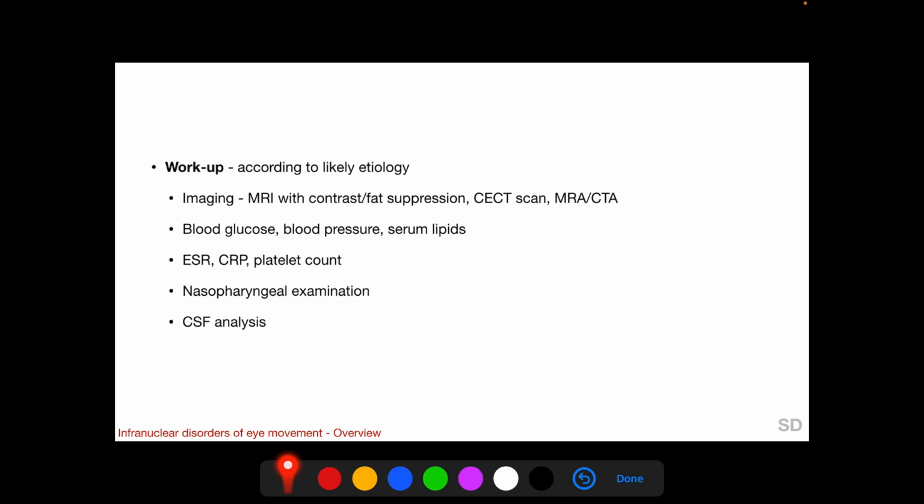Evaluation of ESR, CRP, and platelet count is indicated if we suspect giant cell arteritis, and if a patient presents with multiple cranial nerve involvement, a nasopharyngeal examination is indicated because lesions at this site, such as mucoceles and malignancies, tend to have intracranial extension and involve multiple cranial nerves. A CSF analysis is indicated if we suspect an inflammatory, an infectious, or a neoplastic process.